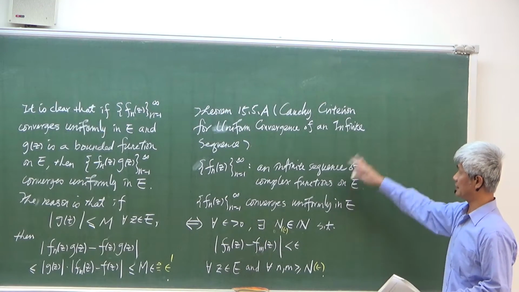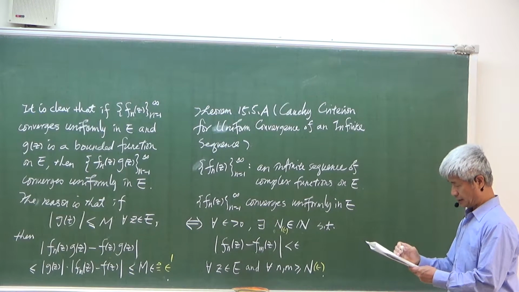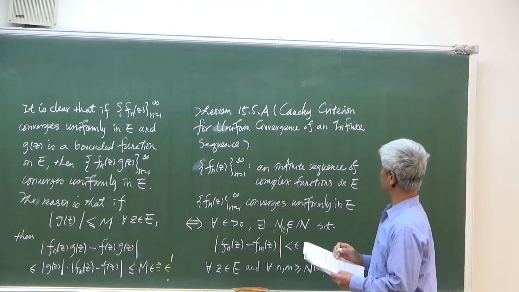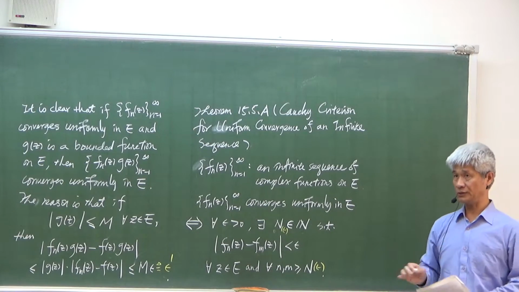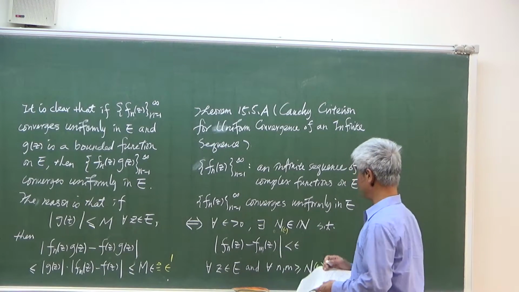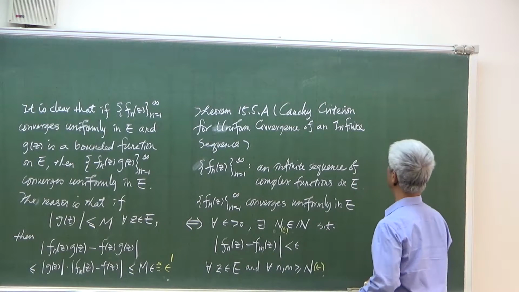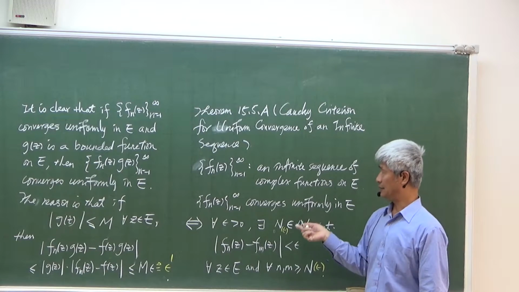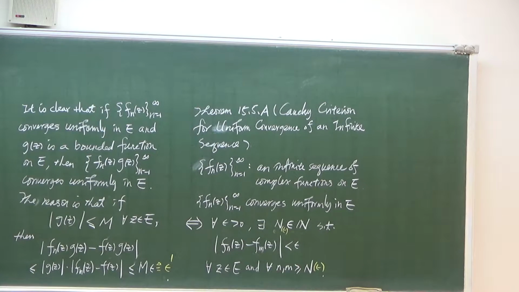Okay, so the proof is actually quite similar to the Cauchy criterion for infinite sequences of complex numbers. Because I don't have enough time, I omit the proof, and the proof is provided in my lecture notes. So this is the significance of the Cauchy criterion. It's just what I have emphasized: you don't need to know the limiting function f of z at first.